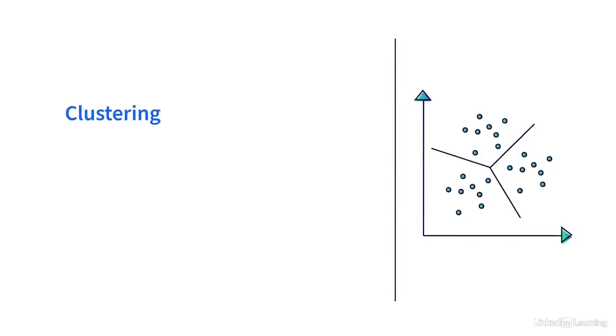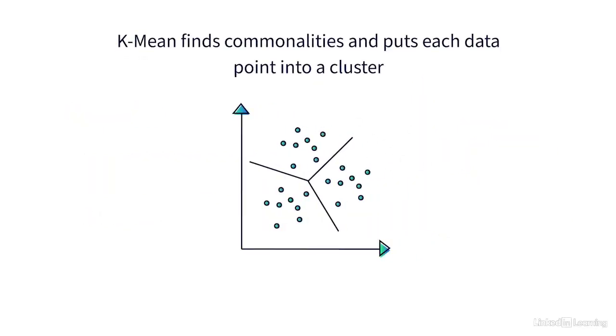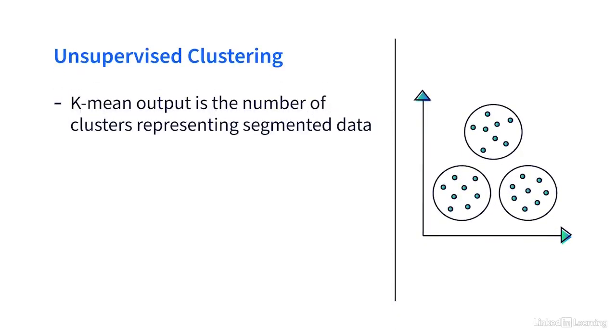Clustering or categorizing is a common unsupervised learning technique. K-means is a clustering algorithm, not to be confused with KNN, that groups your data or observations close to the average or mean. What does this mean? K-means finds commonalities across your data set and puts each data point into a cluster. All data points in a cluster are homogeneous and heterogeneous from data points in other clusters. The output of the training process is K number of clusters representing your segmented data.